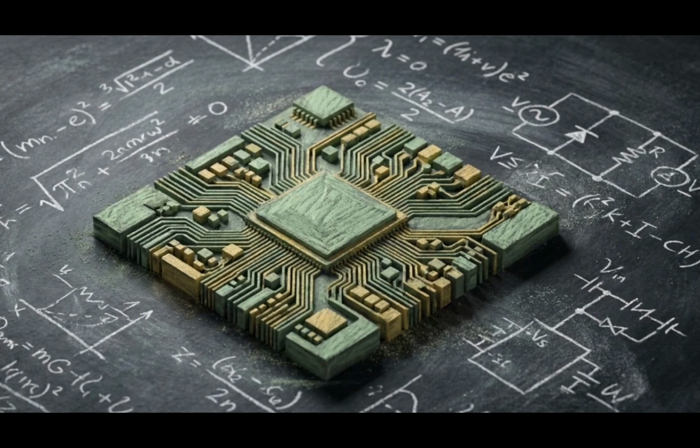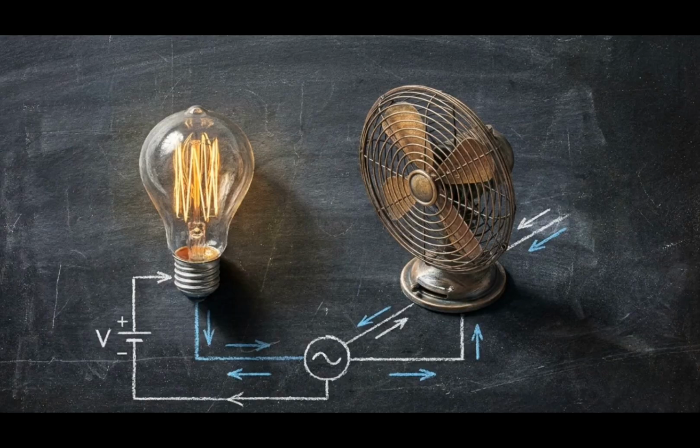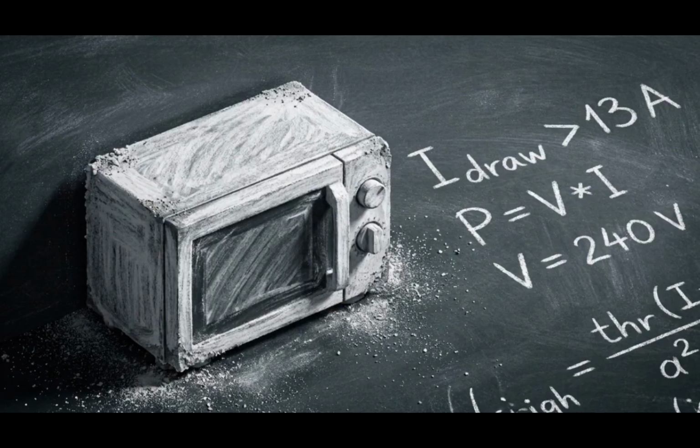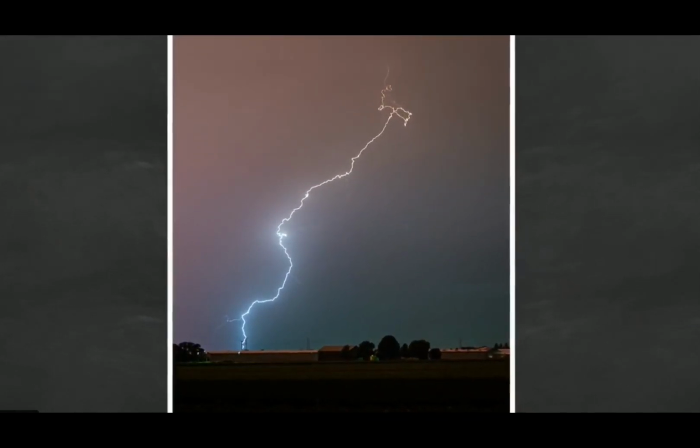So daily current operates on a vast logarithmic scale, starting down at the level of picoamperes and microamperes. At this extreme low end, advanced microchips operate on a fraction of a millionth of an ampere. Moving up the scale, typical consumer electronics like smartphones draw in the hundreds of milliamperes. We cross the 1 ampere threshold when dealing with common household appliances like light bulbs or electric fans. Looking closely at the textbook breakdown here, we see the critical danger zone. It only takes between 100 milliamperes and 1 ampere to induce cardiac or respiratory arrest in a human.